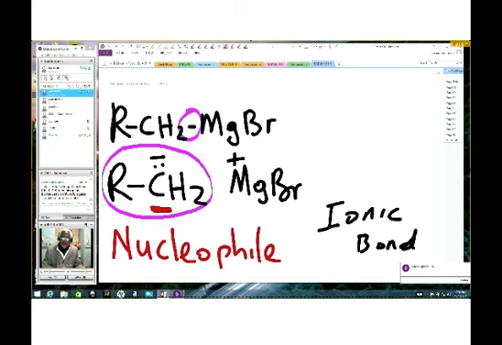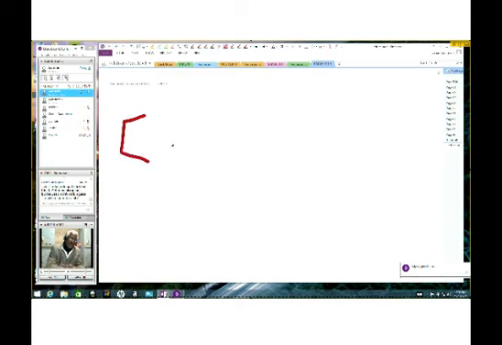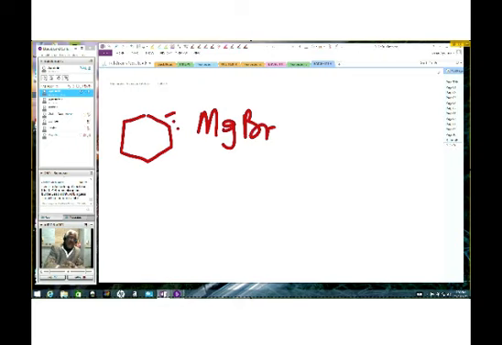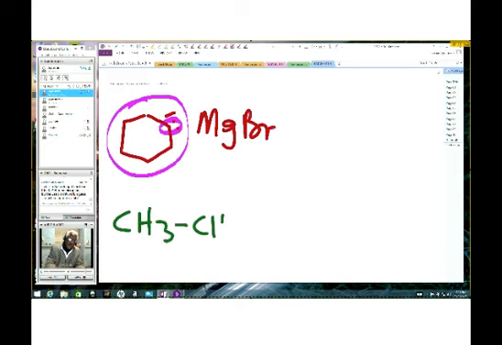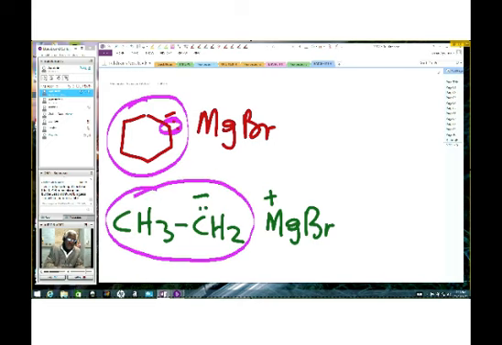For example, supposing we have this Grignard reagent here. If we have this, this part of the molecule is your nucleophilic part of the Grignard reagent, and this carbon here is your nucleophilic carbon right here. Similarly, if we have this, this is your nucleophilic part of the Grignard reagent, and this carbon here is your nucleophilic carbon.